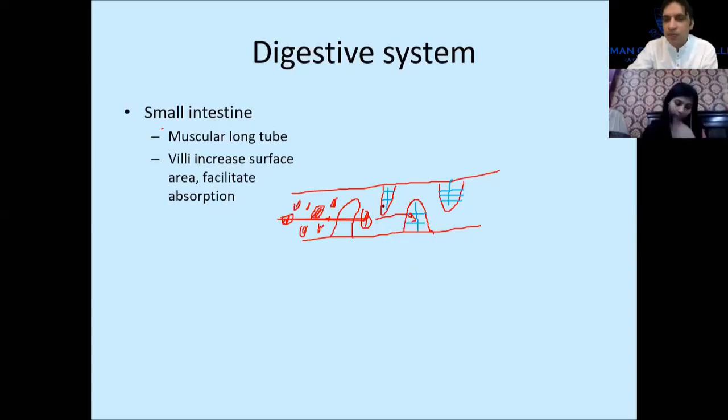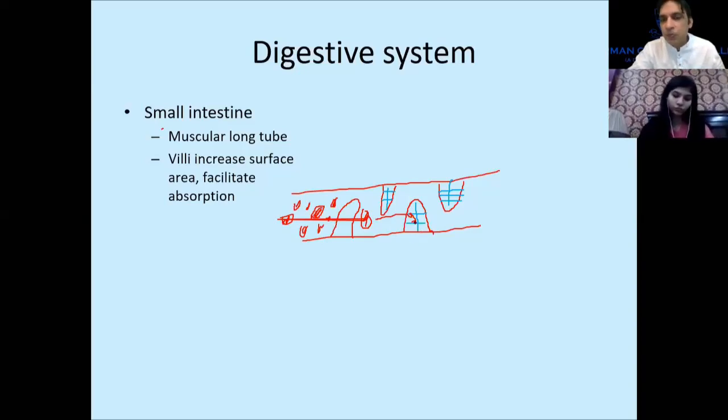This villus, or villi in the plural, villus is singular, helps in increasing the surface area, so the food can be absorbed more easily. Otherwise it will run all the way very easily without any absorption. It increases the surface area, the food will strike here, then here, then here, then here. So it will take more time and it gets absorbed very easily.